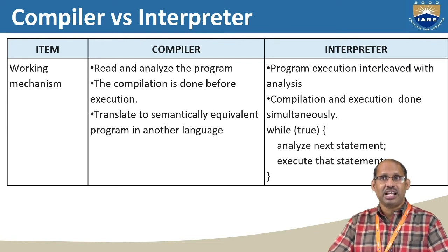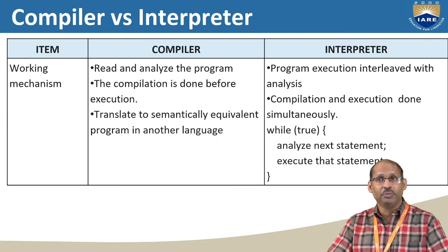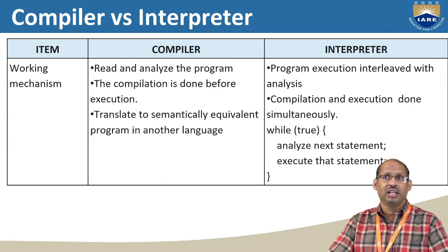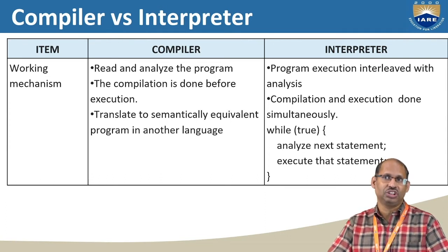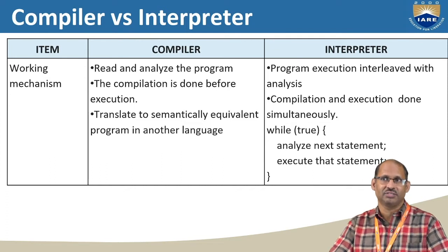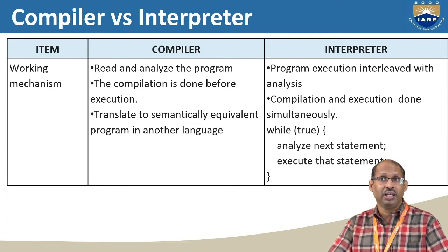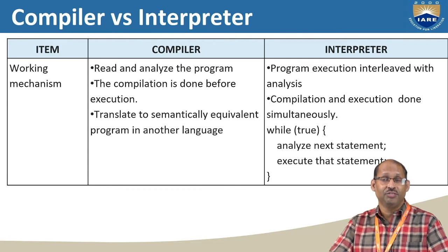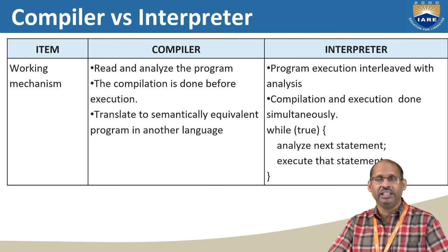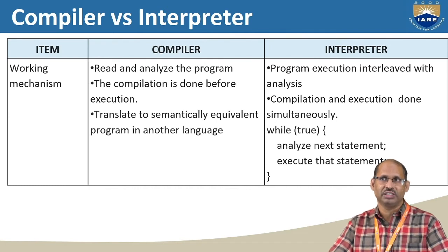It reads, analyzes the program, and performs the compilation, which is done before the execution. It translates to a semantically equivalent program in another language. So how is the compiler working? It will perform the reading, analyzing, and converting to another form of language. So, high level language to low level language.